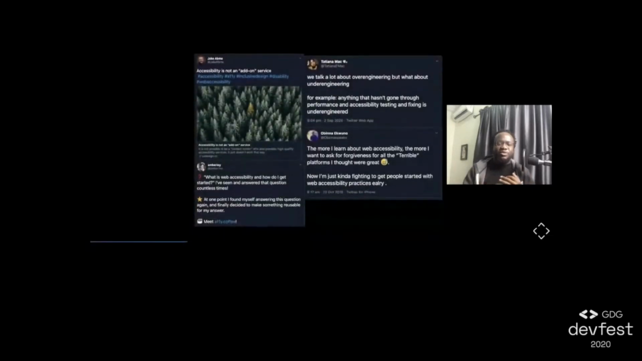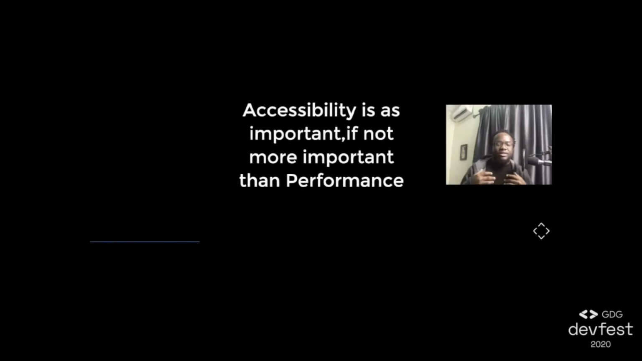A bunch of other people have shared their opinion on accessibility. You can see some tweets like accessibility is not an add-on. We talk about over engineering, but what about under engineering when we don't use accessibility properly or even care about performance? Some people tweet about what is accessibility, how can I help people get started? And there's a lot of trends where different developers come together to just share their opinions and try to educate people on this.